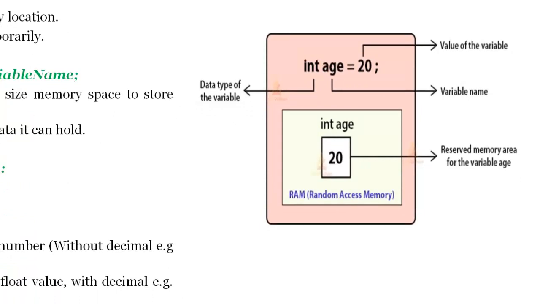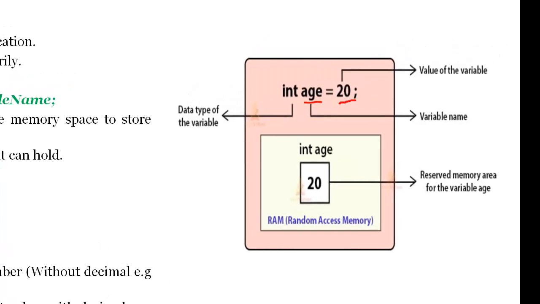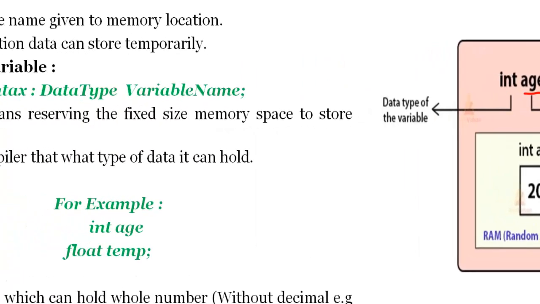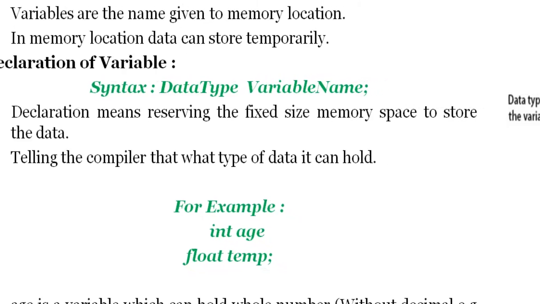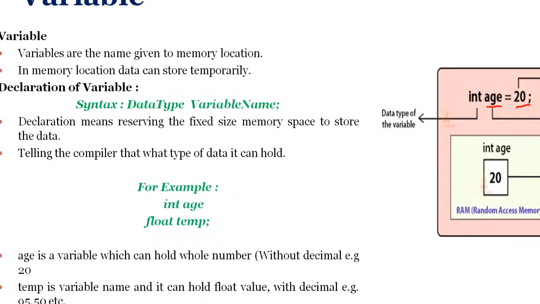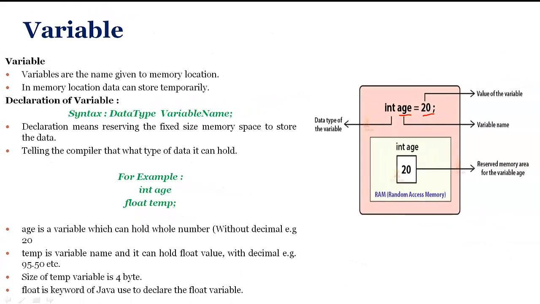For example, the data type is int and the name of the variable is age, and 20 is the value we want to store into the memory location in the name of age. This is the memory location and 20 is stored in this location, and the name of this location is age. Declaration means reserving a fixed size memory space to store the data and telling the compiler what type of data it can hold. A memory variable can hold only a single type of data. For example, in this case this age variable can hold only integer type data.